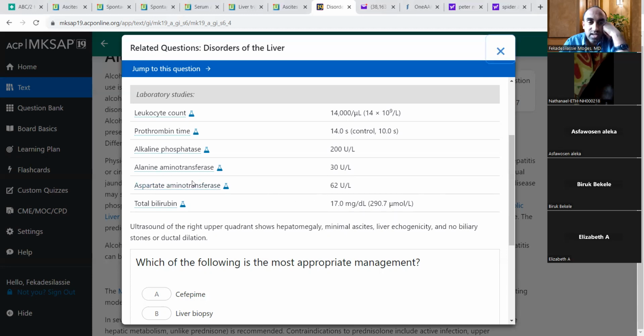Now, what is the AST to ALT ratio? It's greater than 2. That speaks in favor of alcohol. Leukocytosis is present. That also favors alcoholic hepatitis, right?